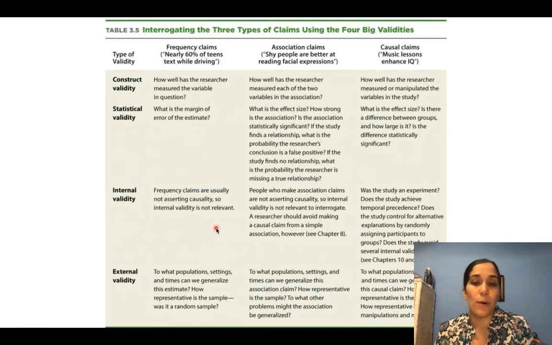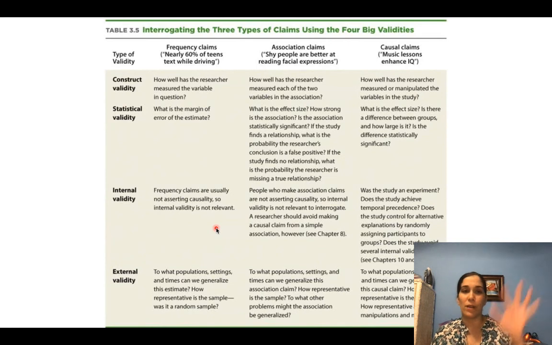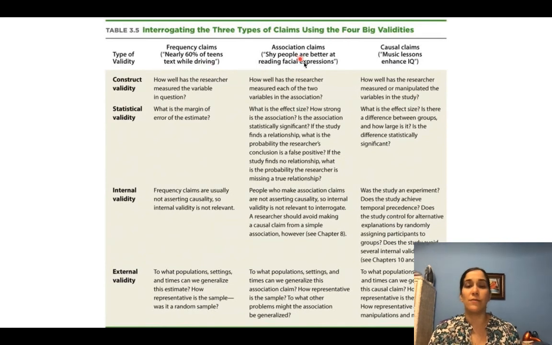And this table that's in your textbook is actually a really good guide for these different types of validities across the frequency claim, association claim, and causal claims.